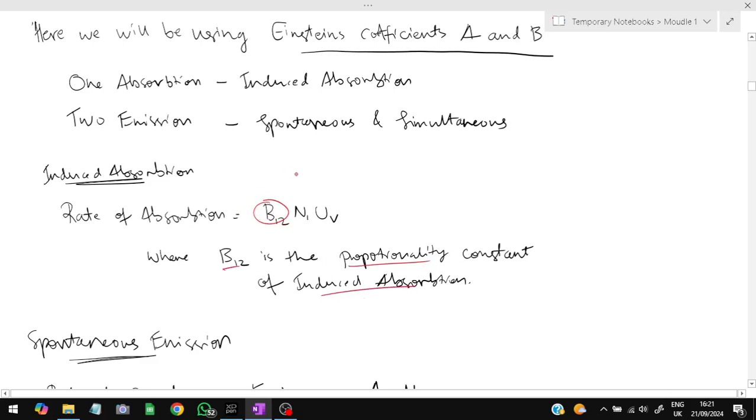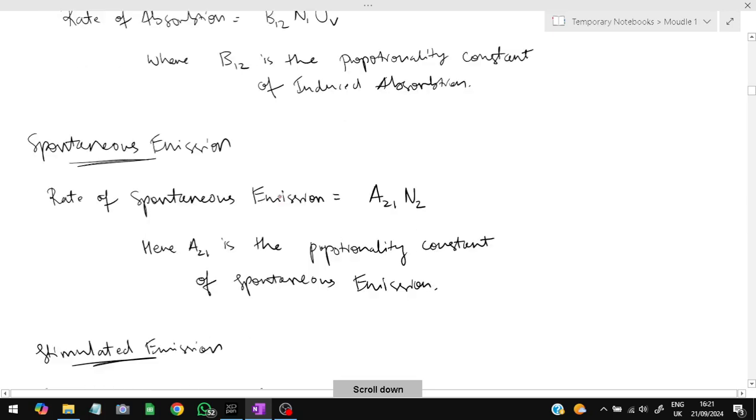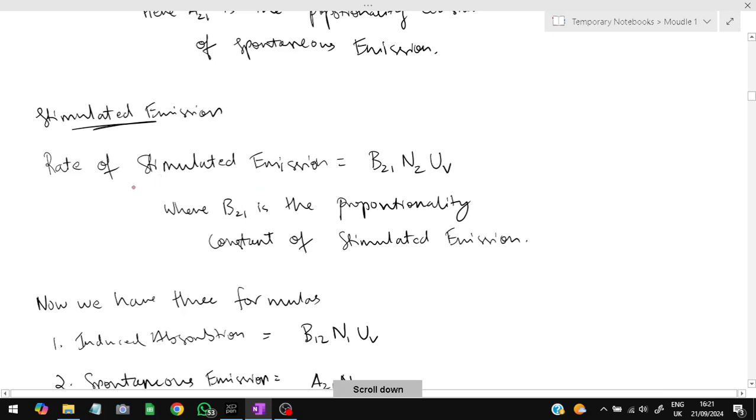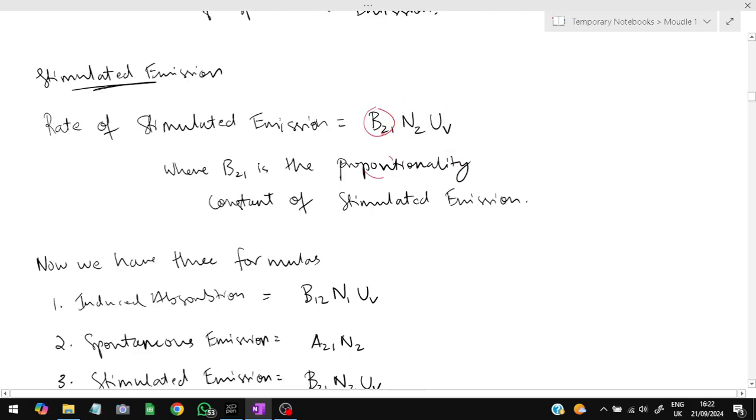Okay, similarly for spontaneous emission we have the same. The rate of spontaneous emission is equal to A21 into N2. A21 is the proportionality constant, and spontaneous emission is independent of the density. Here we had used the density, right? So it is independent of it. Here we'll have only A21 and N2. The third one is stimulated emission. The rate of stimulated emission is equal to B21 N2 into UV. It is proportional to N2 into UV, and to remove the proportionality we'll be using a constant B21.